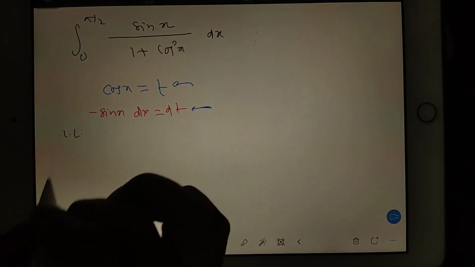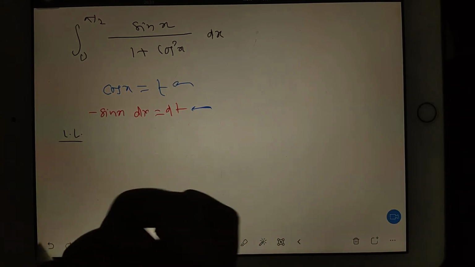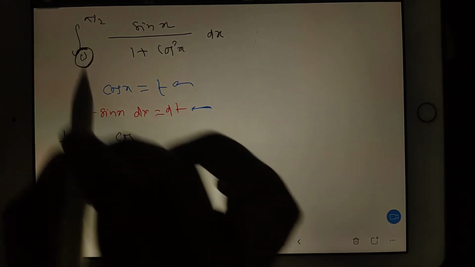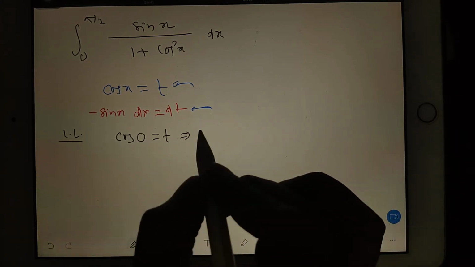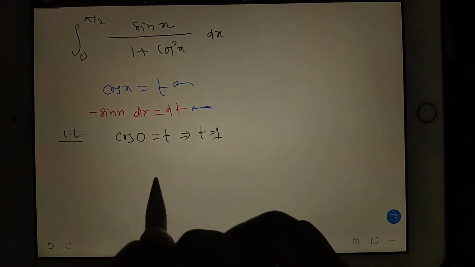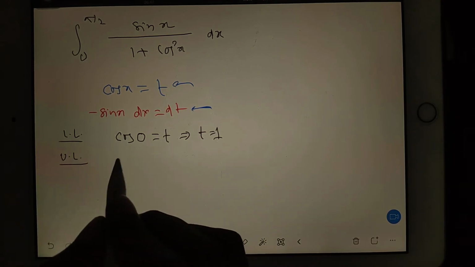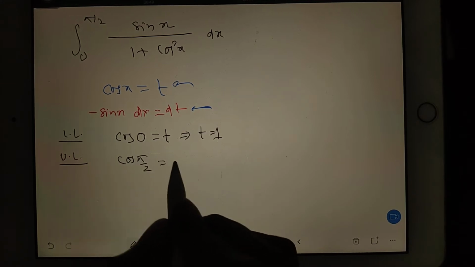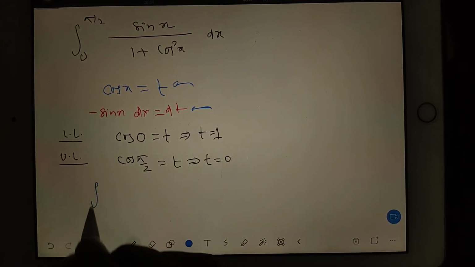If you are solving for the lower limit, you substitute cos 0 here, so cos 0 is equal to t, and you can clearly see t is equal to 1. In the same way, for the upper limit, cos pi by 2 is going to give t is equal to 0. So we got our limits.